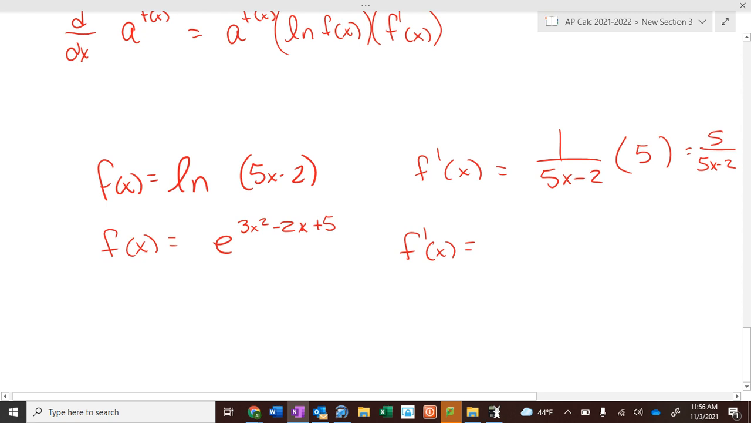If our function is e to the 3x squared minus 2x plus 5, what's the first derivative of that? E to the 3x squared minus 2x plus 5, times 6x minus 2.